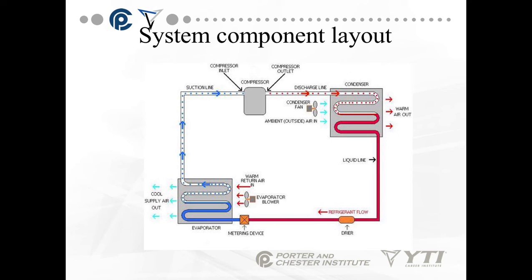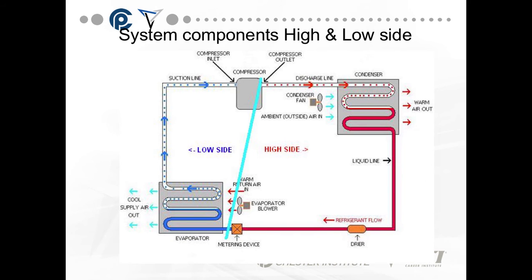So when we take a look at this system layout, everything from the compressor to the metering device on the right side, that's the red side of this, is high pressure. Everything from the metering device to the compressor on the blue side is low pressure. And if you take a look at that line, you see that line that's showing that blue line that's in the middle.